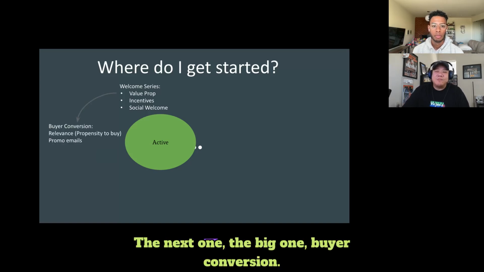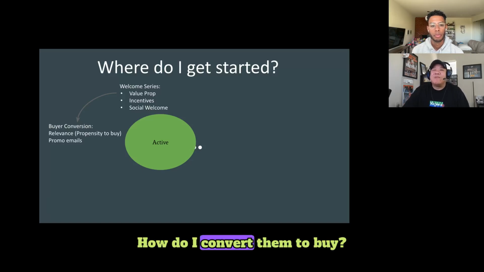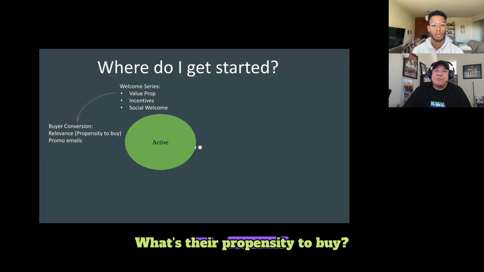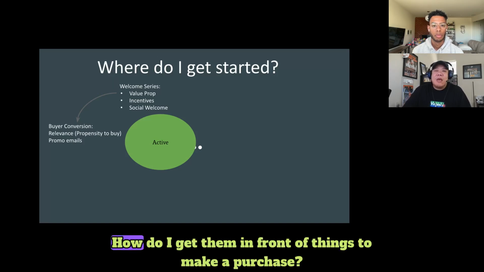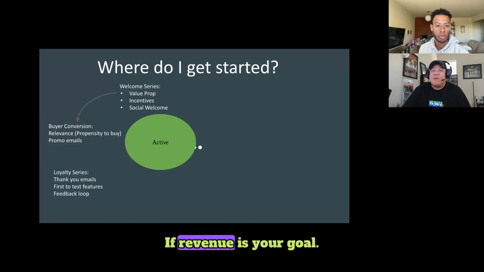The next one, the big one, is buyer conversion. If you've now joined, you've got decent retention and the person is active, how do I convert them to buy? Generally, that is relevancy. What's their propensity to buy? How do I send them promos? How do I get them in front of things to make a purchase? Which seems very obvious, but that's where you need to concentrate if revenue is your goal.